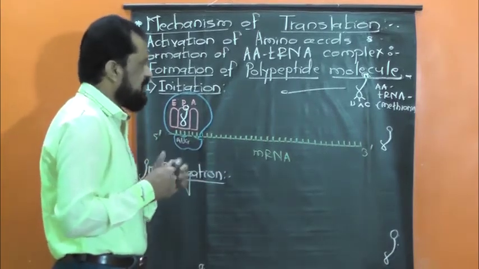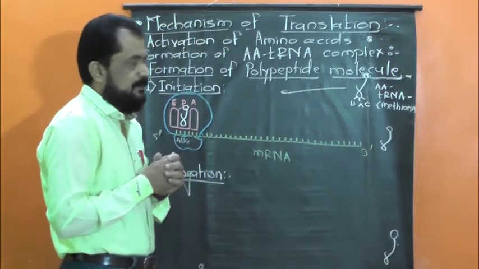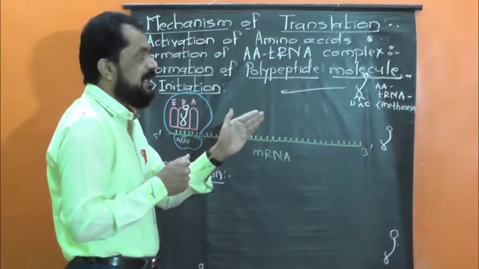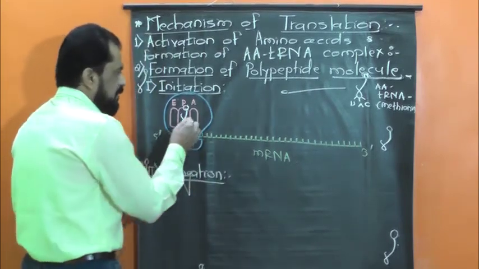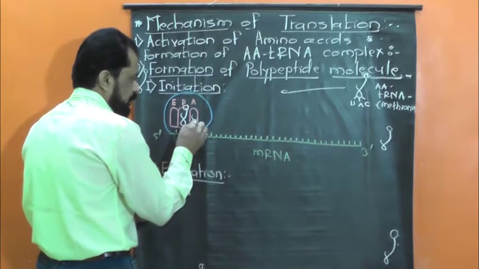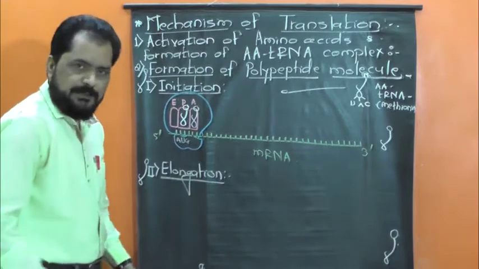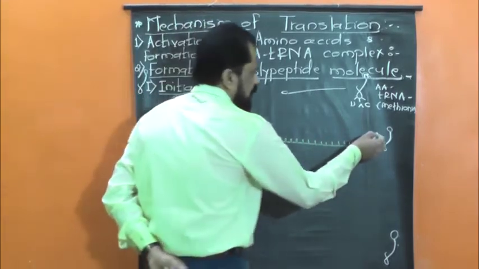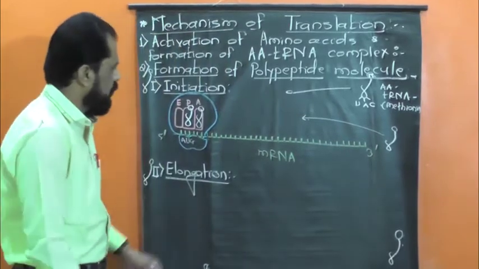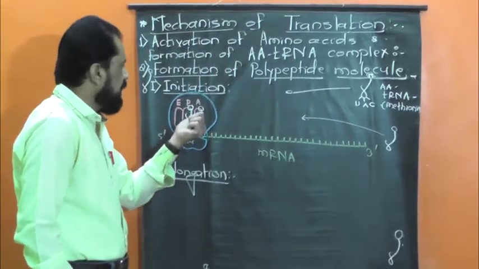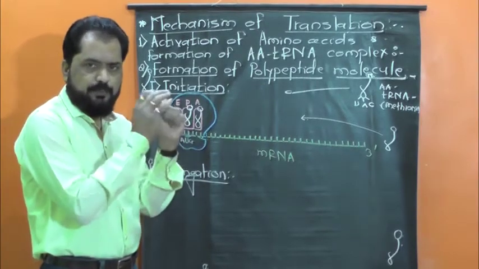Now the second amino acid is brought by the next AA-tRNA complex and it occupies the A site. Look at the diagram. आता या ठिकाणी दुसरा AA-tRNA कॉम्प्लेक्स राइबोसोम जवळ येईल आणि तो A साइटला बाइंड करेल, A साइटला ऑक्युपाय करेल.